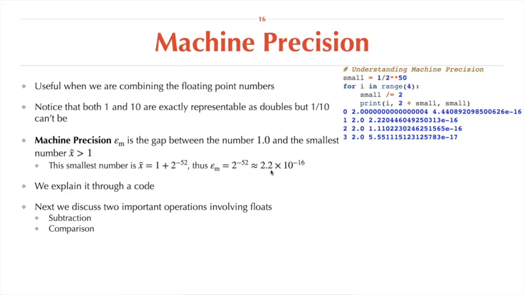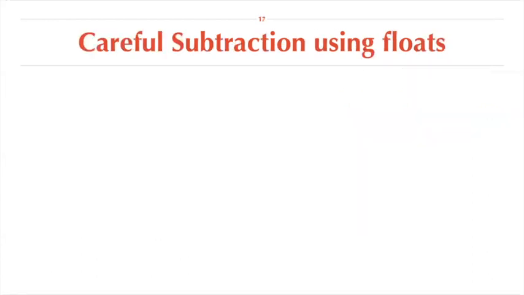Now we discussed two important operations involving floats. We've already talked about subtraction before, and I will also talk about comparison. Comparison is a very important rule, because comparison may get involved while you are taking while loops, for loops, or whenever you take conditionals. So comparison becomes important in those cases, and we have already talked about subtraction. Let me talk about subtraction first. Careful subtraction using floats. I'll just give a feel for it through an example.